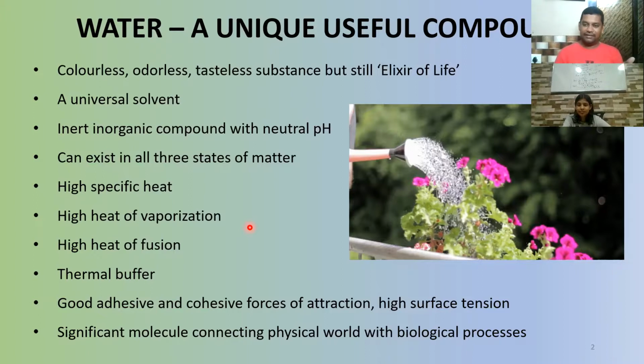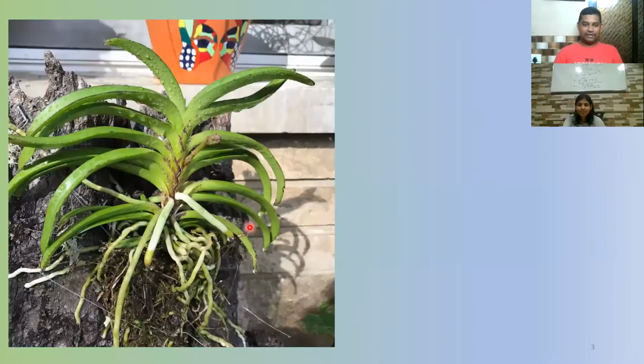Most of it you are aware of, but now how these properties are relevant in plant physiology, that we are going to see. Do you understand? Now, do you know this plant? This is an example shown of what adaptations plants make to absorb water. Do you know which plant this is?